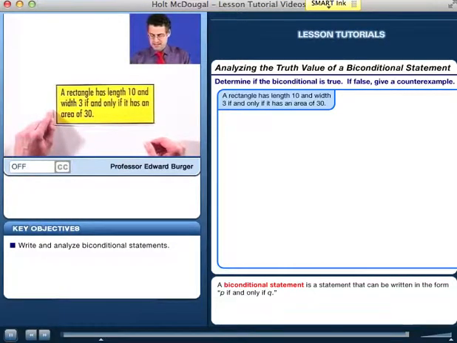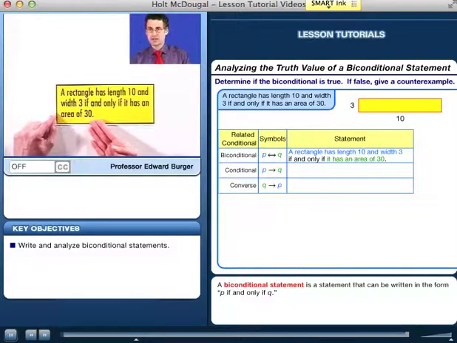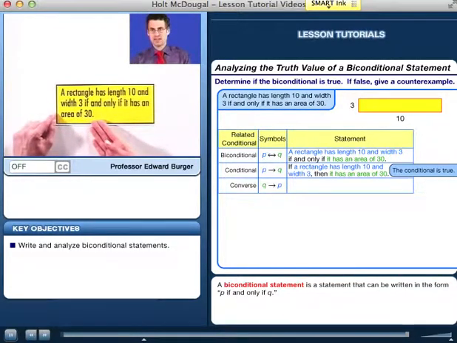A rectangle has length 10 and width 3 if and only if it has an area of 30. Well, let's think about that. Let's consider the actual conditional. The conditional would read, if a rectangle has length 10 and width 3, then its area is 30. Well, that's a true statement, in fact, because if you have a rectangle that has length 10 and width 3, its area is 30. What about the converse?